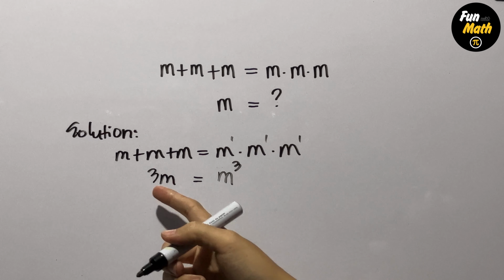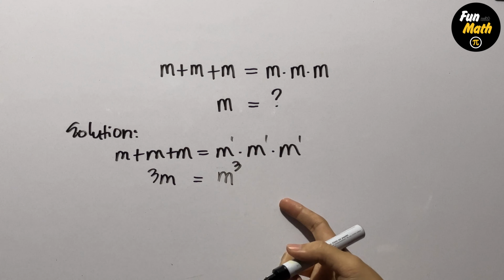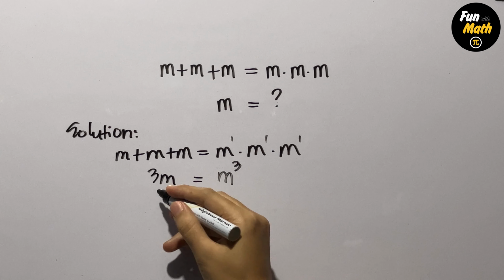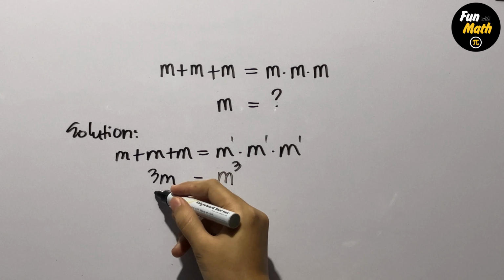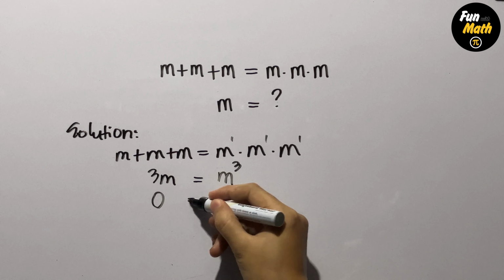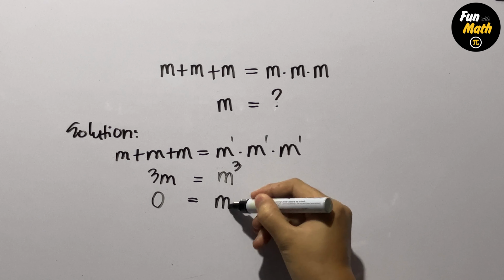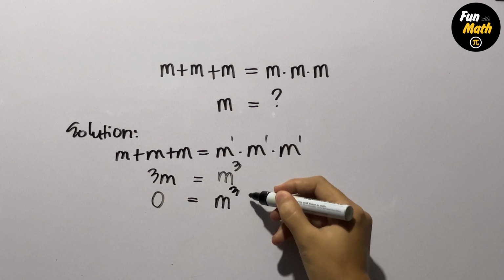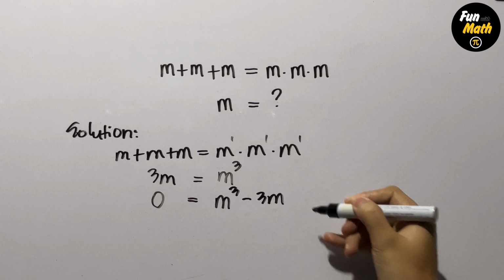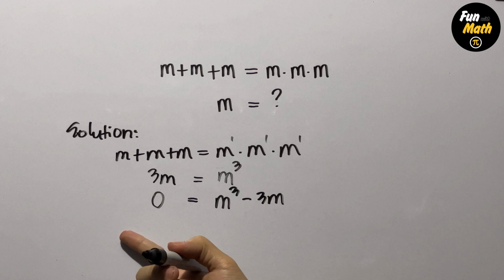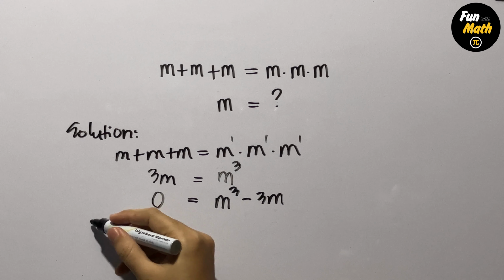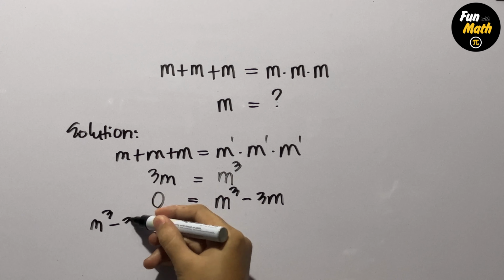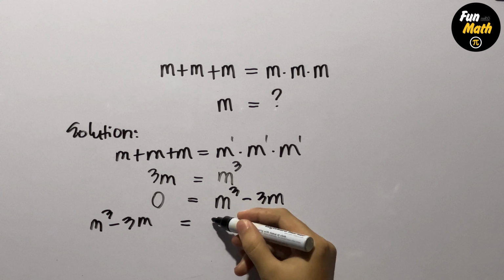Next, we can take 3m to the other side. So this side will be equal to 0. So this is 0, then equals m cubed, then minus 3m. Or using the commutative property, we can write this as m cubed minus 3m equals 0.